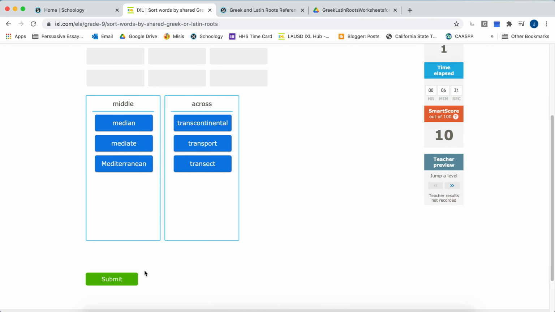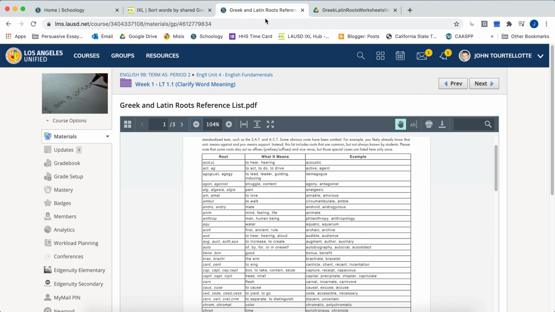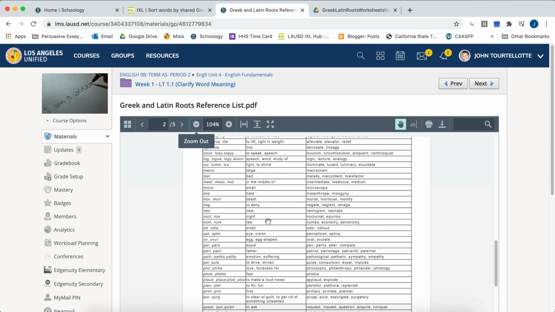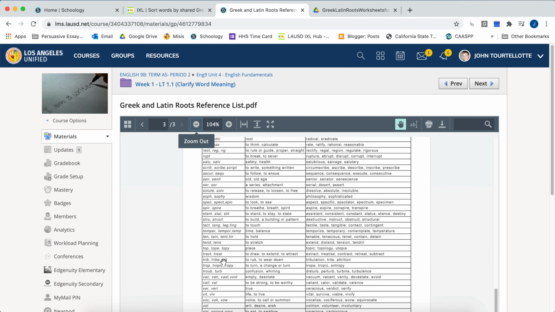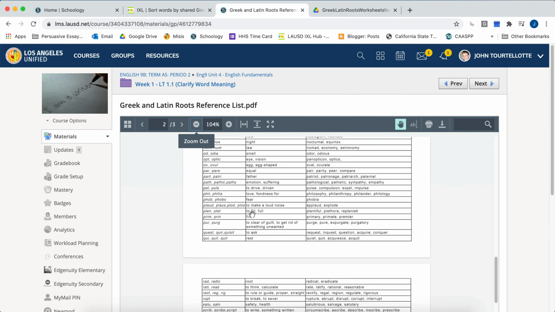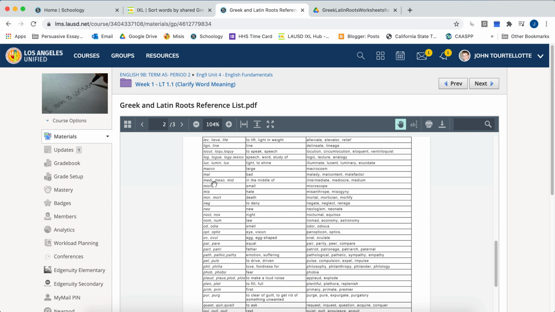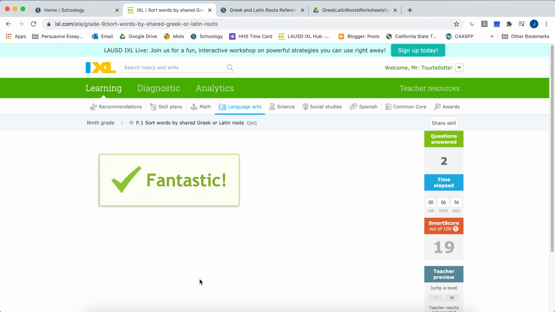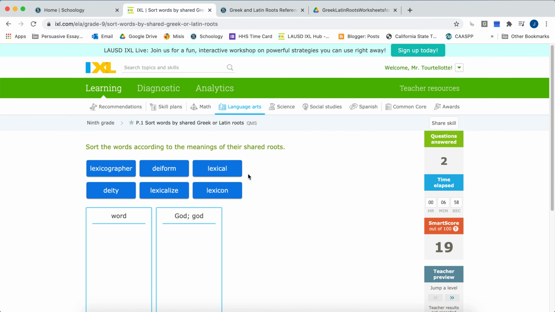Okay. Right? Let's double check the roots. Let's start with trans. Trans also isn't on here, but I'm pretty sure that I'm right. What about med? Medi, meso, mid, in the middle of. Okay. All right. So I think I'm right. And I am. Good. Last one that we'll do together.